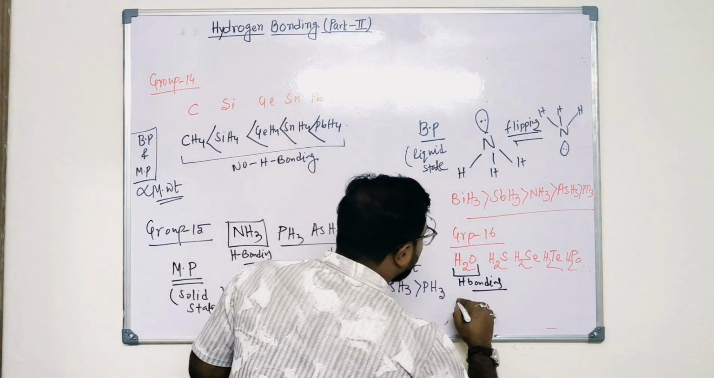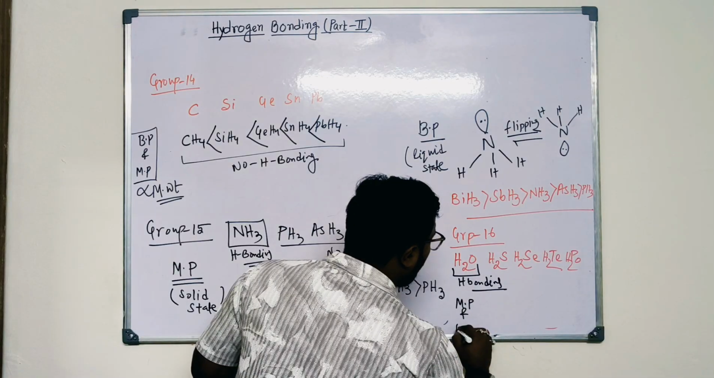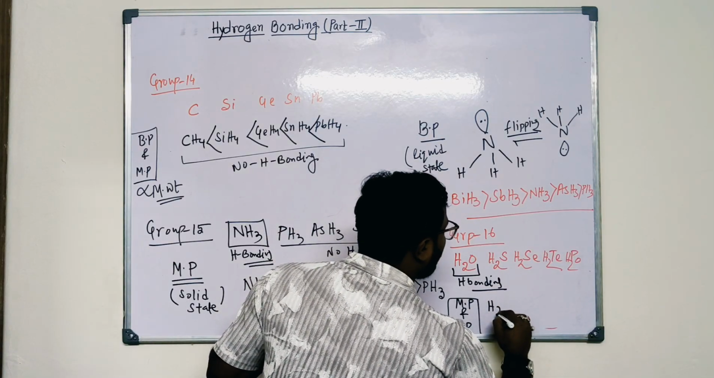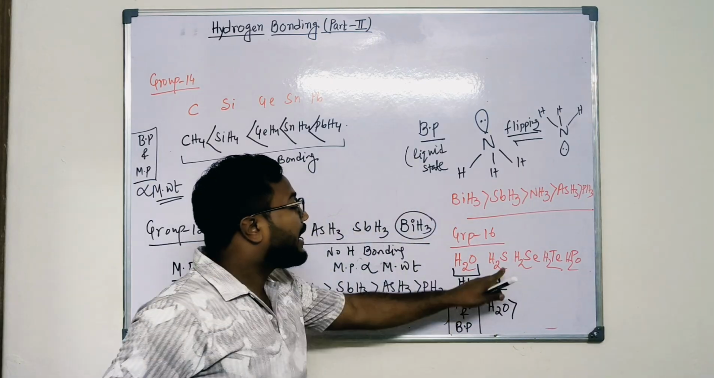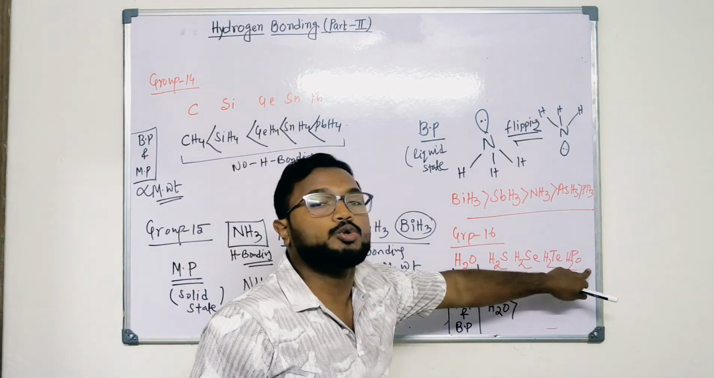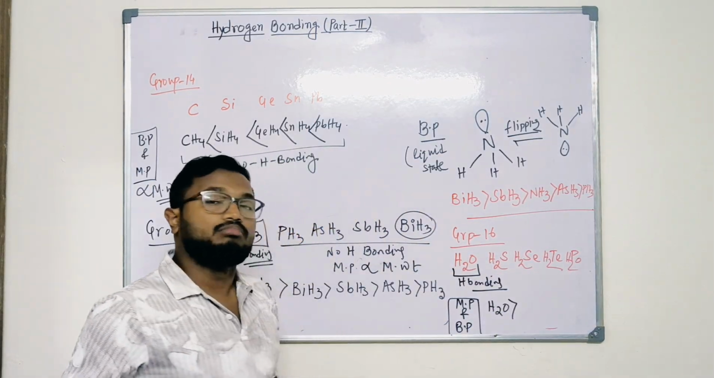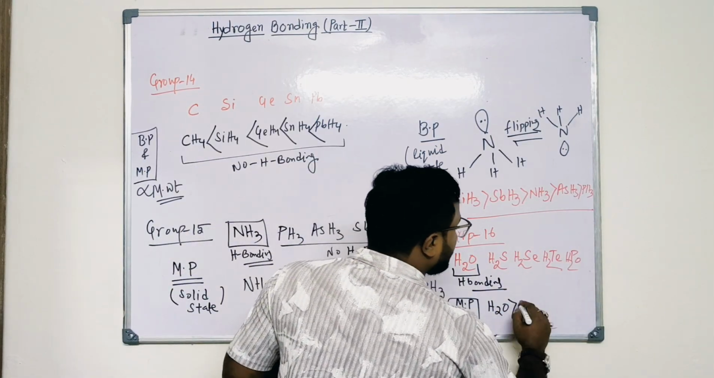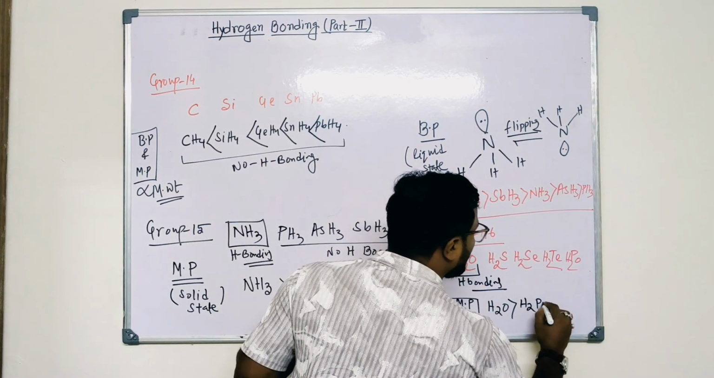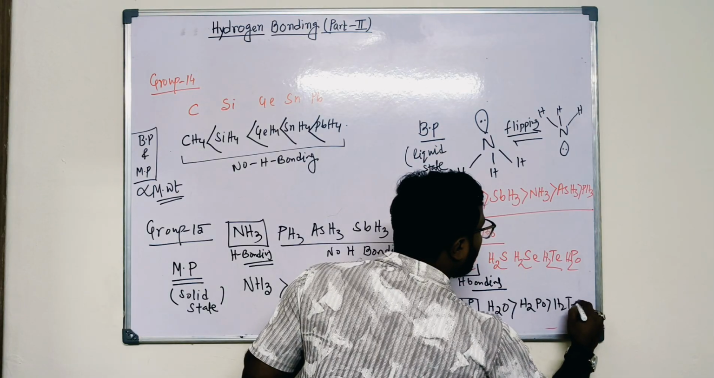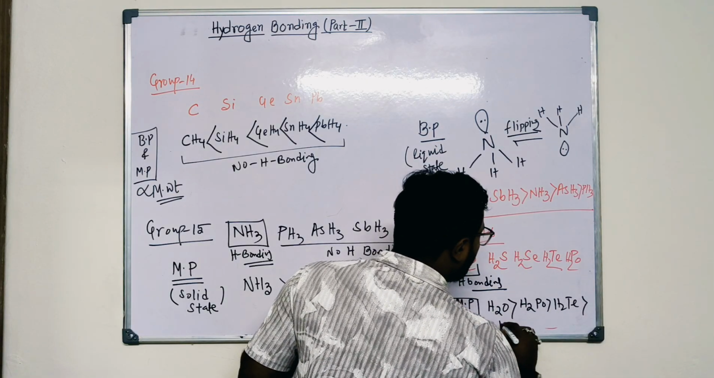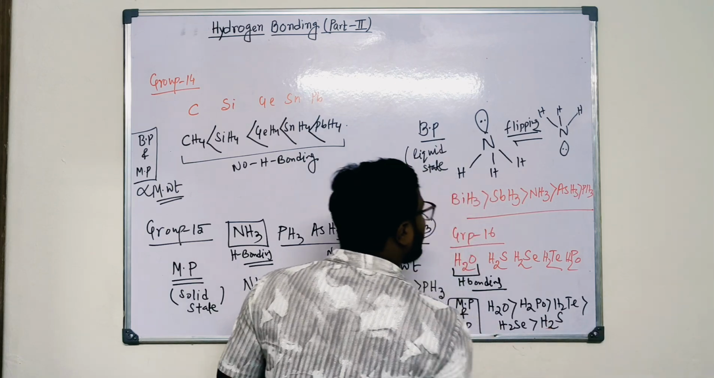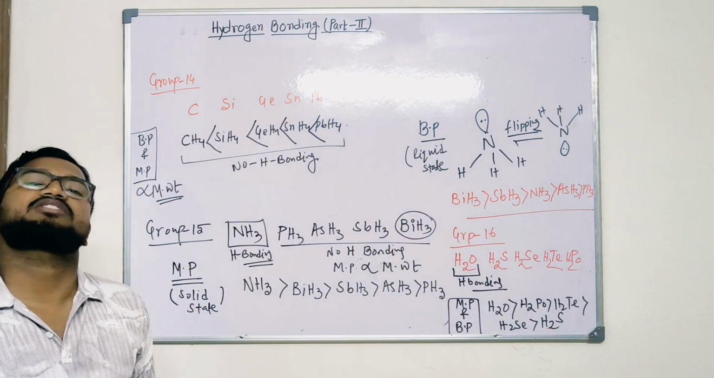As a result, when you are comparing melting point and boiling point, in this case H2O has the highest. After that H2Te, H2Po. H2Po is a molecule that is radioactive. So in this case we can consider next highest is H2Po, next H2Te as molecular weight is more, next H2Se and at last H2S. So this is the order for group 16 elements.